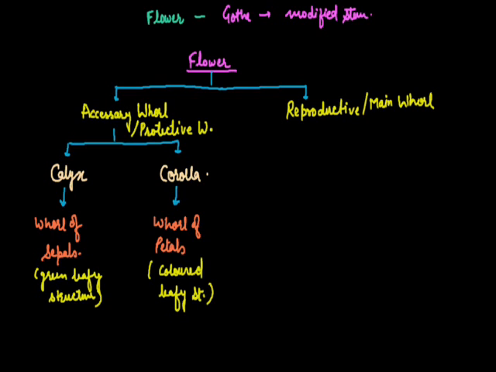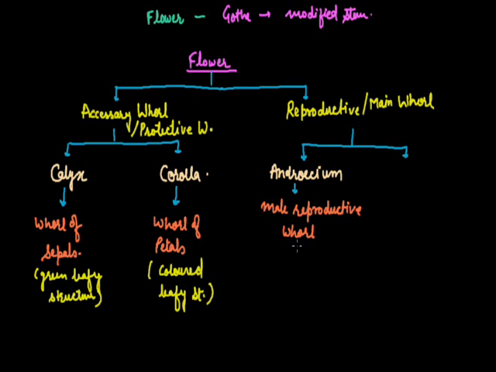While the reproductive or main whorl is made up of two structures. If the flower is a bisexual flower, that means male and female reproductive organs are both found there, then usually the female reproductive structure is found in the center of the flower and the male reproductive structure always surrounds it. So the third whorl is androecium. It's the male reproductive whorl, which is made up of a group of reproductive structures known as stamens.